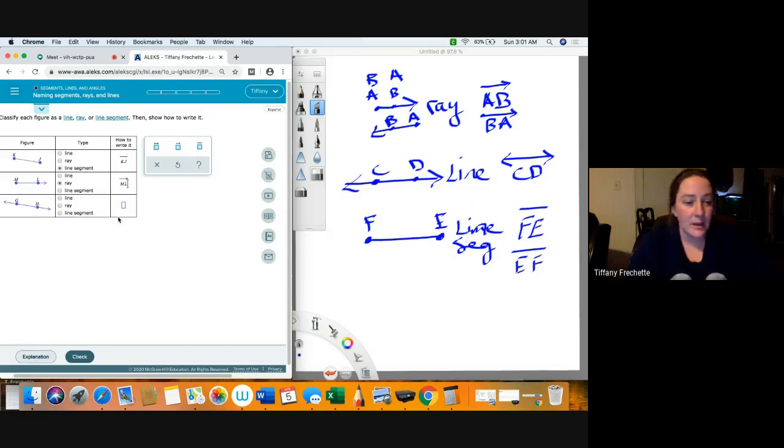All right, so this one has an arrow going in both directions. That is a line. A line never ends. It goes on and on forever in both directions. And we make sure we put our symbol above it, and then GH. I could have also named it HG. That one would not have mattered.